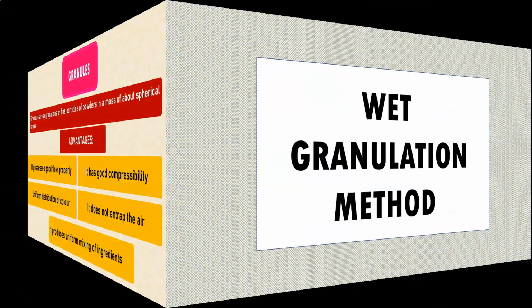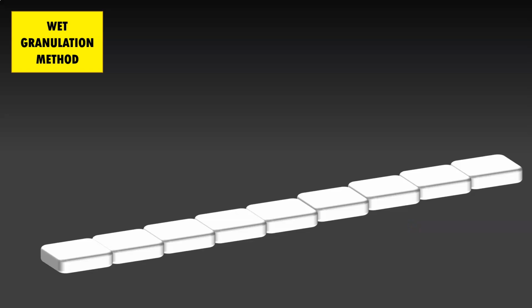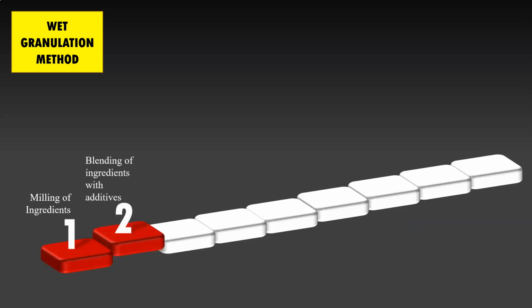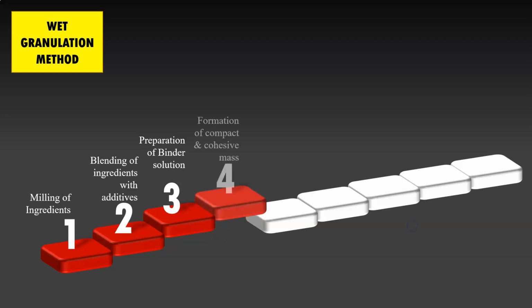So now let us see the granulation process, in which the first is the wet granulation method. In wet granulation method, there are different steps. The first step in wet granulation method is the milling of ingredients. Then the next step is the blending of ingredients with additives. Then the next step is preparation of binder solution. Then the next step is formation of compact and cohesive mass.